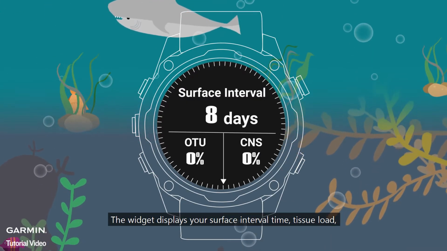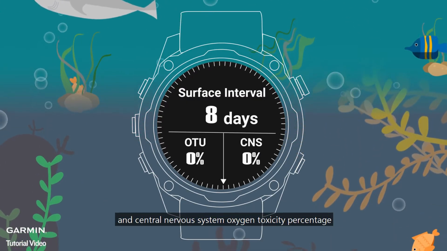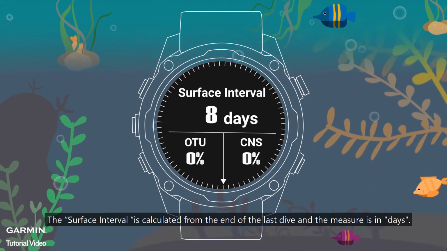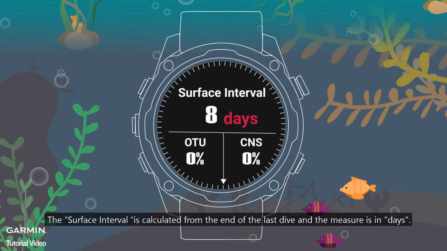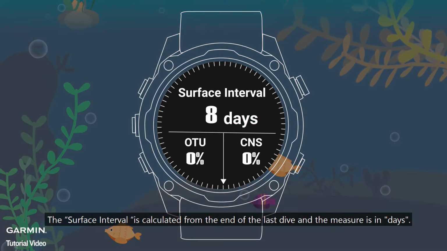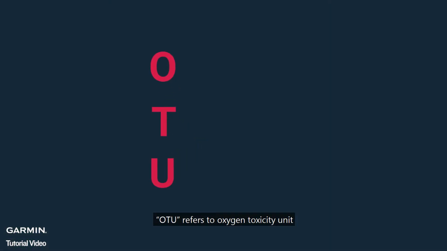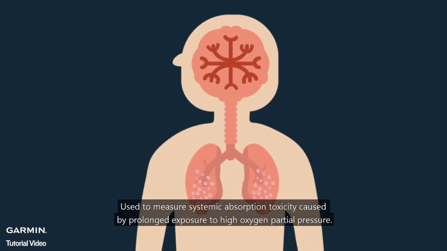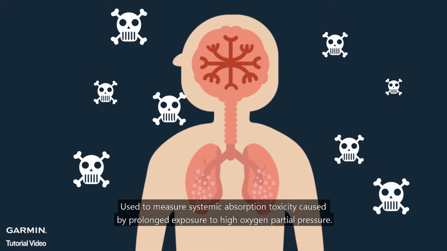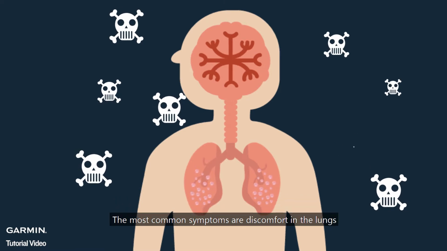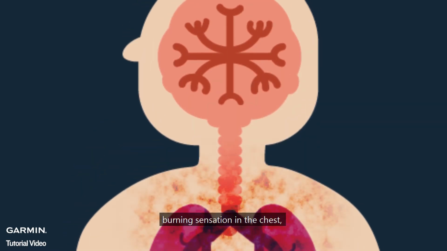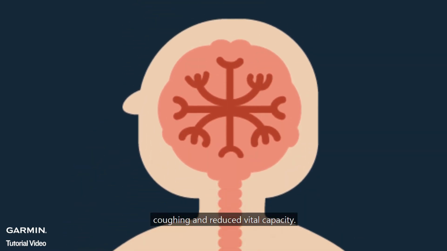The widget displays your surface interval time, tissue load, and central nervous system oxygen toxicity percentage. The surface interval is calculated from the end of the last dive and is measured in days. OTU refers to oxygen toxicity unit, used to measure systemic absorption toxicity caused by prolonged exposure to high oxygen partial pressure. The most common symptoms are discomfort in the lungs, burning sensation in the chest, coughing and reduced vital capacity.